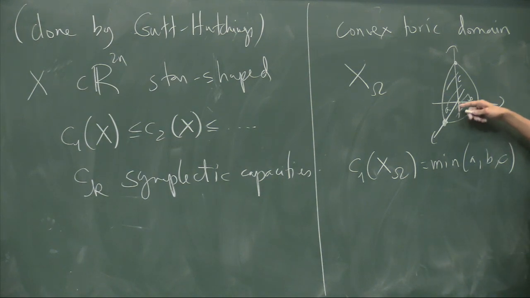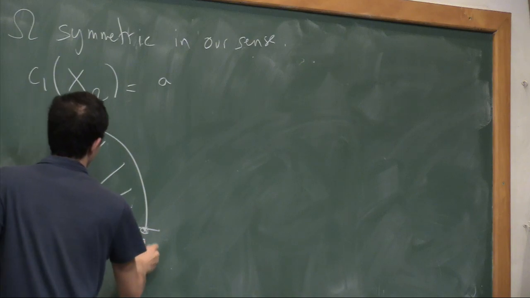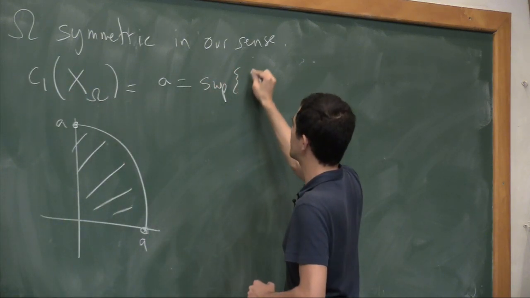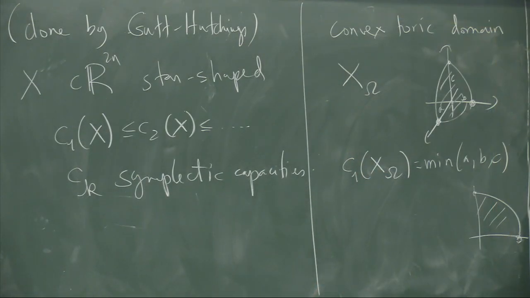Okay? So you basically take the intersection of the domain with each of the coordinate axes, and you take the largest point there, and you take the minimum of all of these for all the i from 1 to n. So in 2 dimensions, it would just be the smallest number between these 2 lengths here. But because we have a symmetric domain, in our case, they're all the same. So if Ω is symmetric, in our sense, then c_1 of X_Ω is the parameter A, which is this guy. So I can write this. This is a supremum of t such that t e_i belongs to Ω. Okay, that's the first capacity.